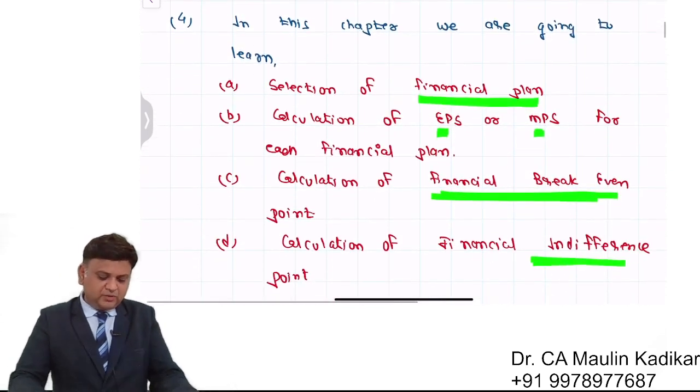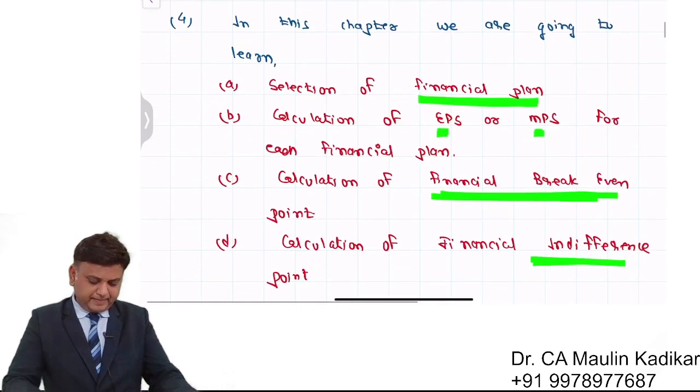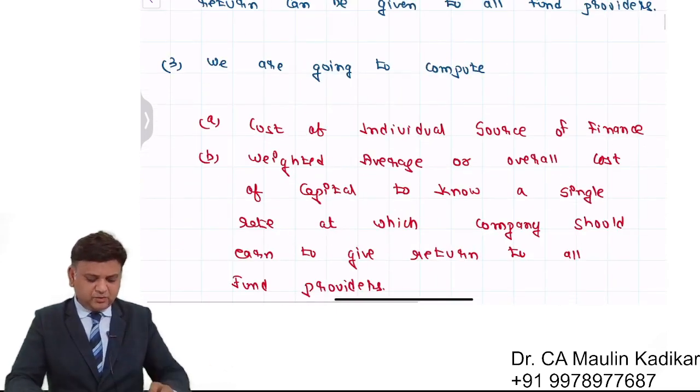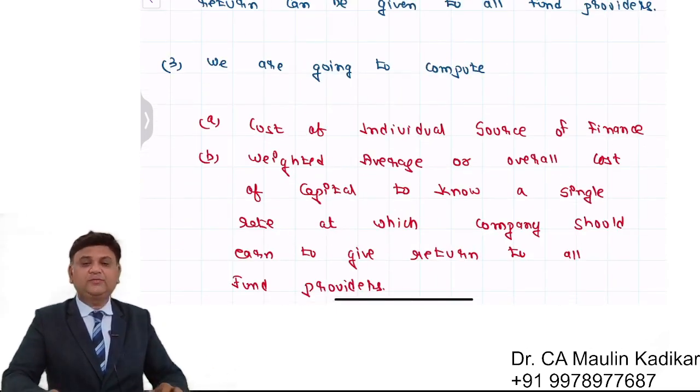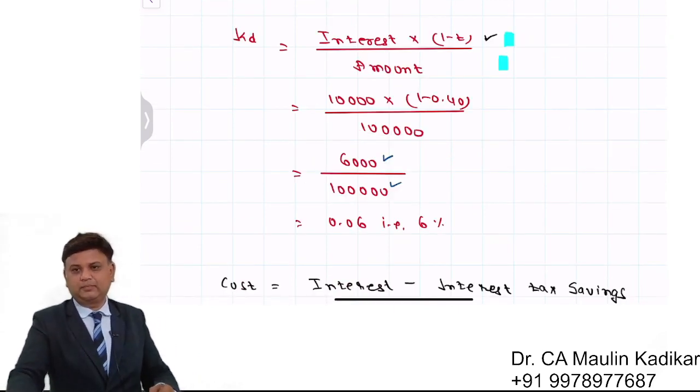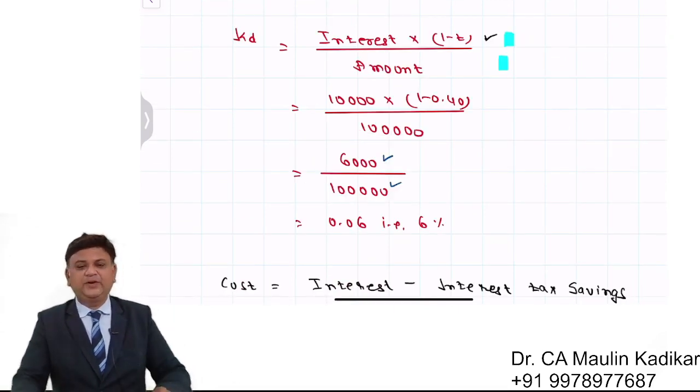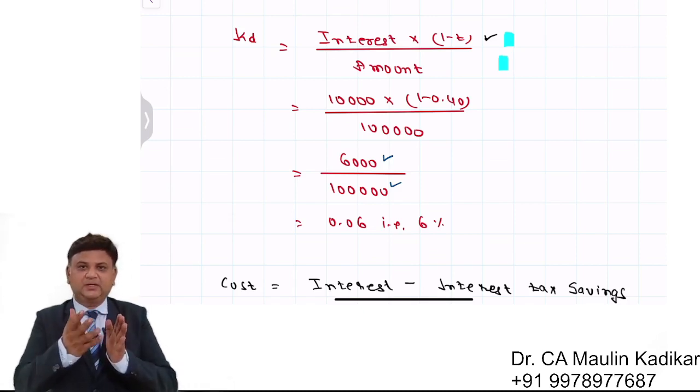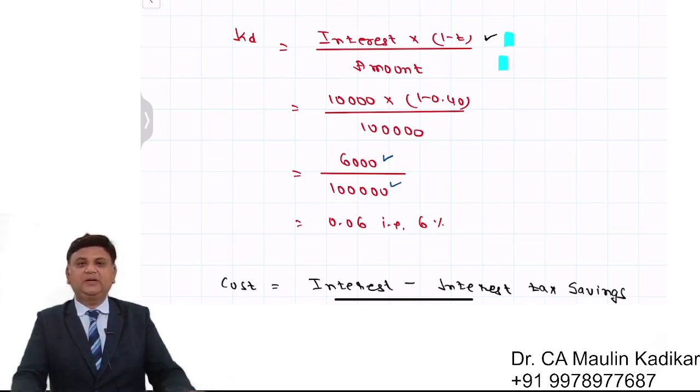So in this chapter, this is what we are going to learn: the cost of the individual sources of finance. Friends, from this question we initiate the calculation of the cost of debt financing. Yes, this is the very first thing that we are going to start, the calculation of the cost of debt financing.